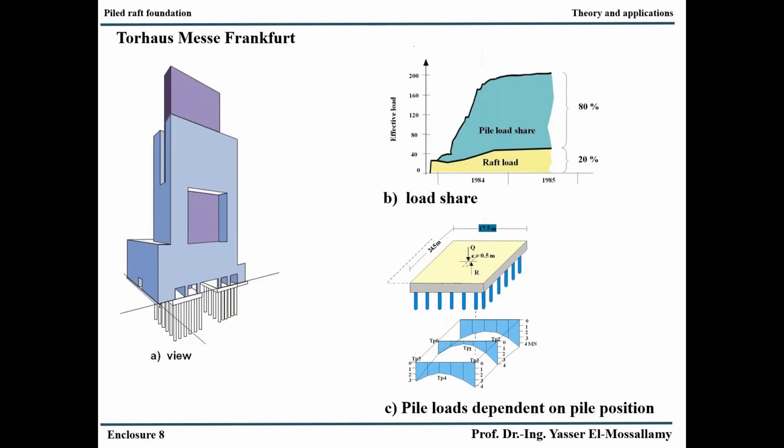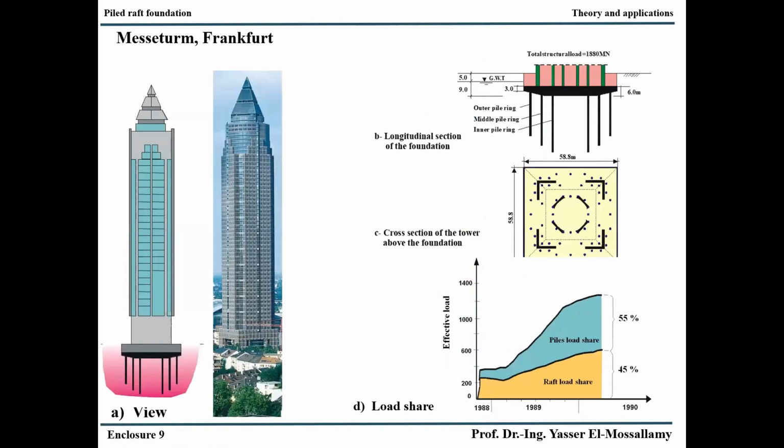Of course, it is safe. The structure is still in Frankfurt till today. You can see it when you visit Frankfurt. But it was not the most intelligent solution. And only from this observation, one goes to the next piled raft foundation in Frankfurt, the Messeturm in Frankfurt. It is about a 250-meter high-rise building, and for a long time it was the highest high-rise building in Europe.